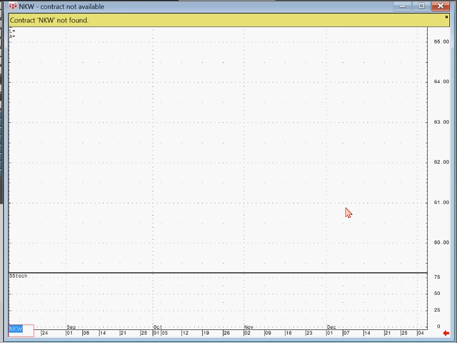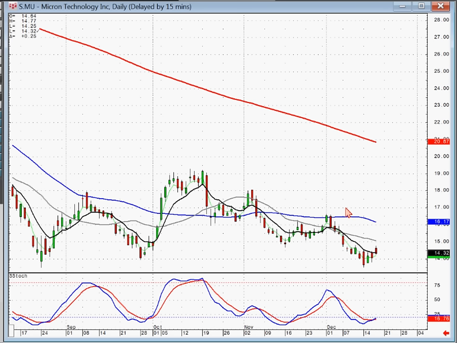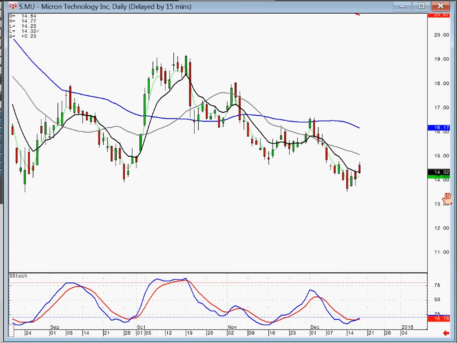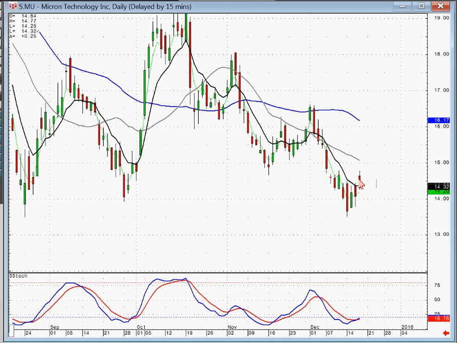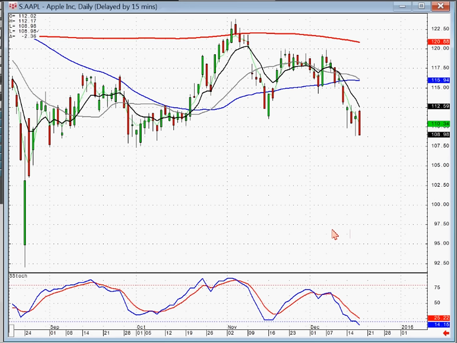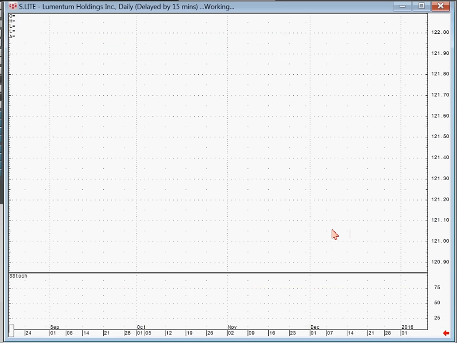NKW, that's not working. Okay, try EKSO. That's just not coming up. Micron closed back below the T line. So I probably wouldn't be long, and I probably wouldn't be short this one. You can see you're in a downtrending channel. It's just not a good looking chart. Apple, you stay short.